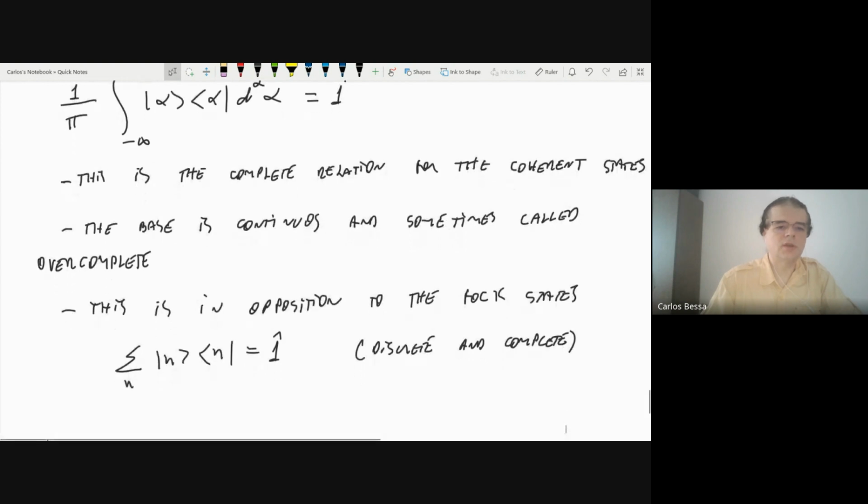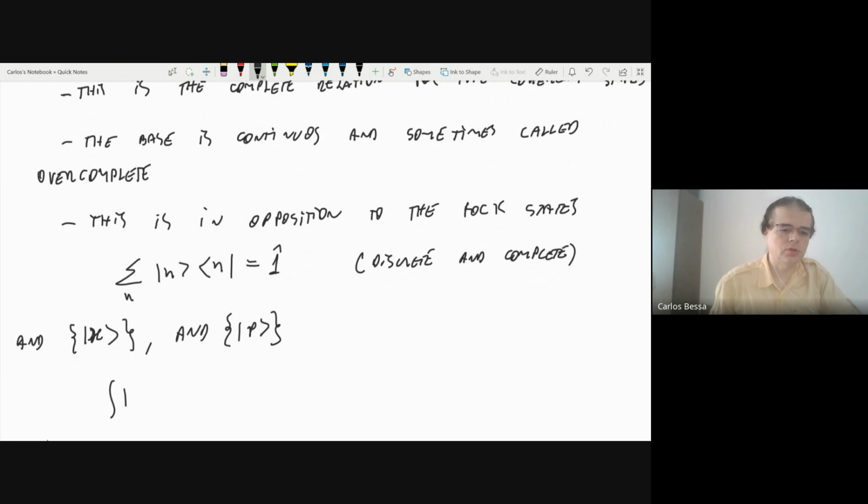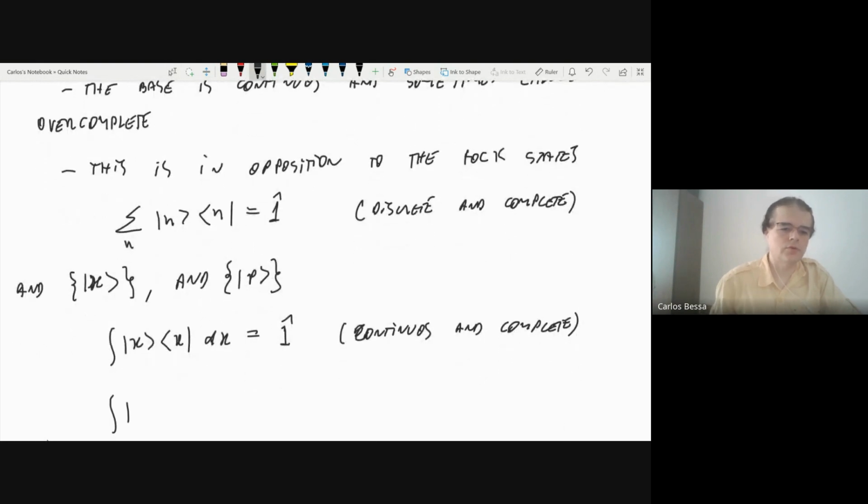And also, for the position and momentum, we have something that is continuous. X is continuous. This is the identity, continuous and complete. And the same in the momentum, right? In the P basis, also continuous and complete.